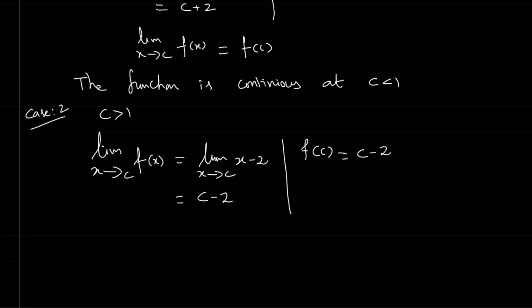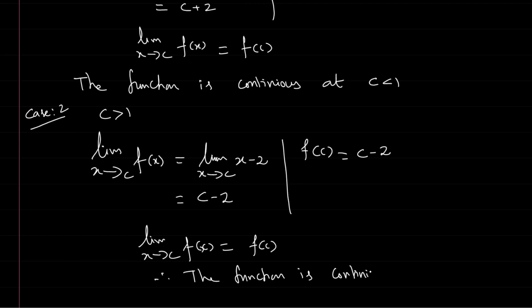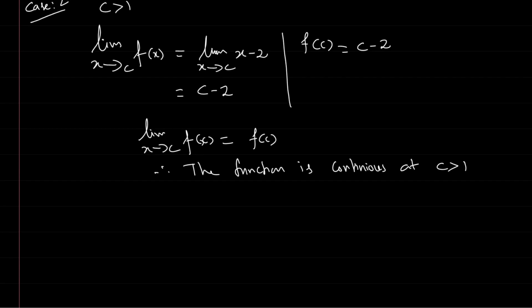Now again see here, limit x tends to C, f of x equal to f of C. Therefore, again the function is continuous at C greater than 1, all numbers greater than 1. Now what about for case 3, that is C equal to 1?